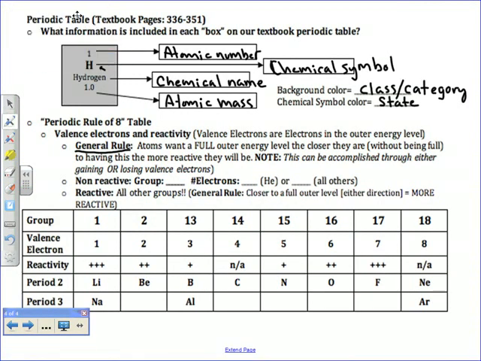So moving on, valence electrons, once again, are the electrons that are in the outer energy level. So atoms want a full outer energy level, and the closer that they are to having this, the more reactive that they will be. So we can note that this can be either accomplished by gaining or losing valence electrons. And based upon which group an element is in, they may either gain or lose electrons more readily.